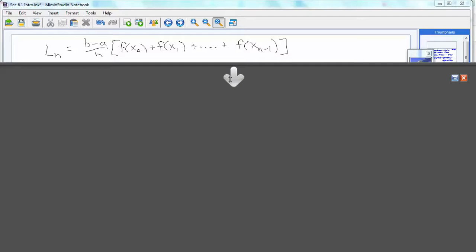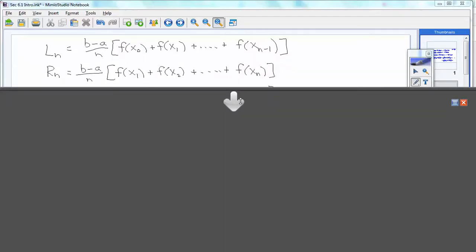Okay, and then what would be different on a right? We wouldn't have this first one, and we would go one farther. So there would be rights: n right rectangles, b minus a over n pulled out in front, that's just the width, the delta x, and then f of x1, f of x2, all the way to f of x of n. Not a big deal. We've seen that before.